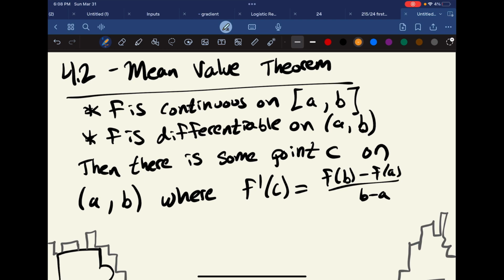All right, so 4.2 is the next unit that we're going to be talking about, and it's really just the mean value theorem and Rolle's theorem, and they're both very similar. Rolle's is just like a specific case of the MVT. I'll explain all that in a second.